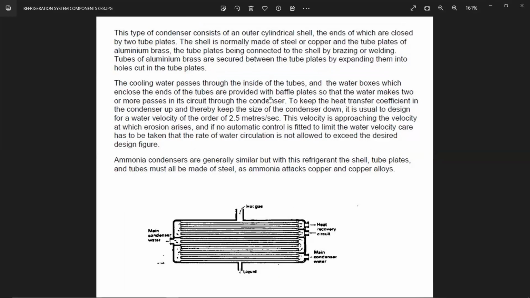मतलब 2.5 से मीटर से ज़्यादा नहीं जाना चाहिए. अगर आपका velocity बढ़ रहा है तो automation होना चाहिए to control the flow.